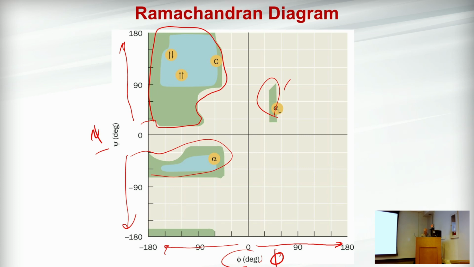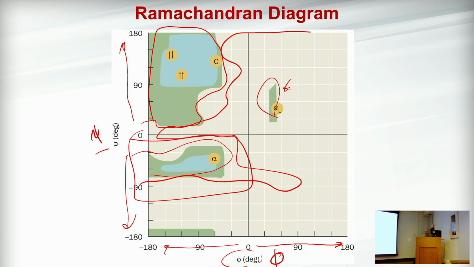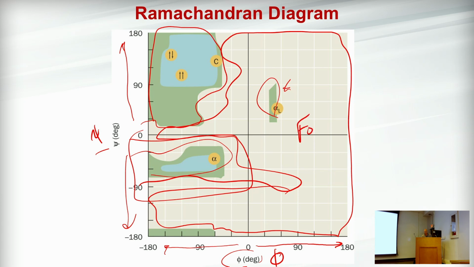We won't worry about this one so much, but we'll worry about these two. And it turns out that all this other space in here, this light grayish brown, is all forbidden. Forbidden in that it just can't adopt that geometry, all right? And so there are really only 3 types of geometries that proteins can adopt. One of them is a beta sheet, and the other is an alpha helix.